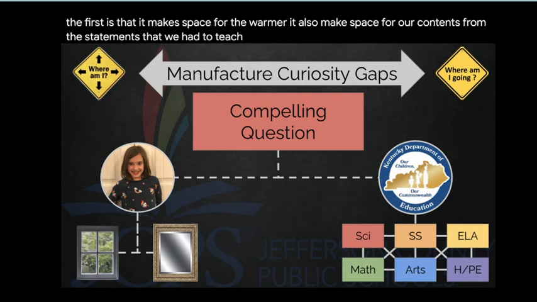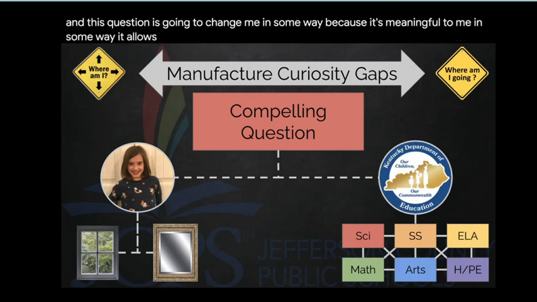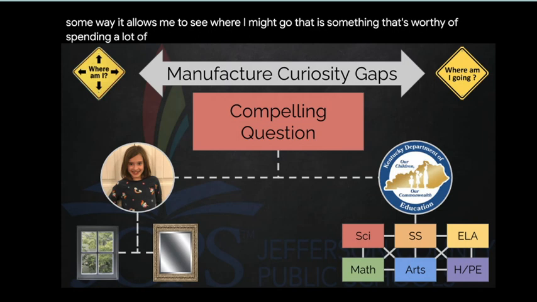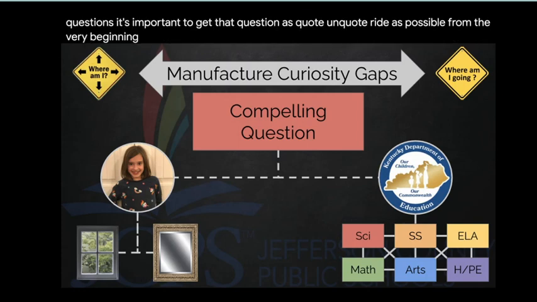For the learner, a compelling question says, here's where I am as a learner, and this question is going to change me in some way because it's meaningful to me in some way. It allows me to see where I might go. That is something that's worthy of spending a lot of time talking about. So as you're building units around compelling questions, it's important to get that question as quote unquote right as possible from the very beginning, because it will be framing and focusing that learning.